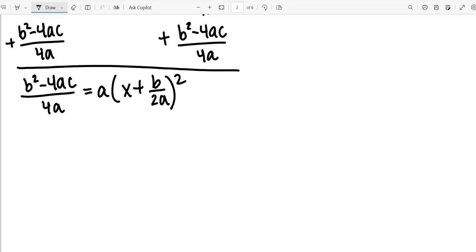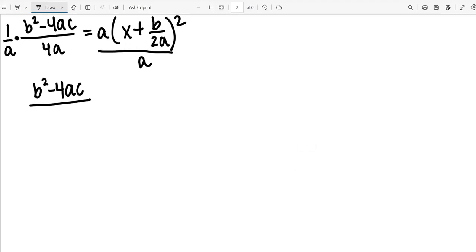Almost. Divide by a. But I don't know how to divide a fraction by a. What's the same thing as dividing by a? Multiplying by 1 over a. So my numerator is not going to change because it's only multiplying by 1. So b squared minus 4ac stays the same. But a times 4a in my denominator would be 4a squared. And that equals x plus b over 2a squared. Okay, cool. We're getting there.